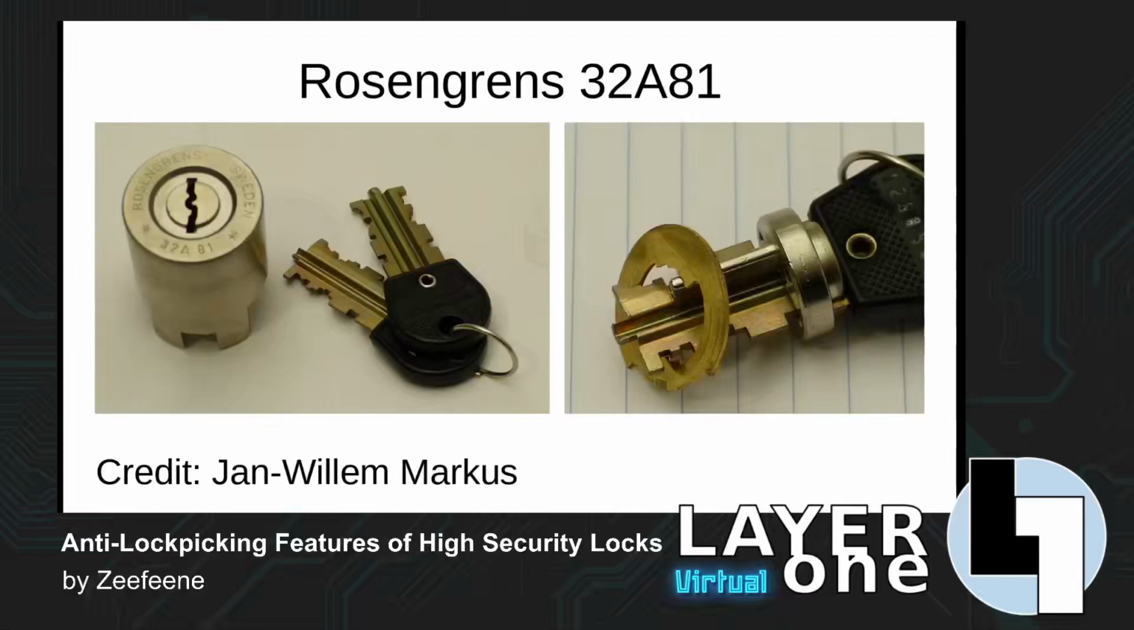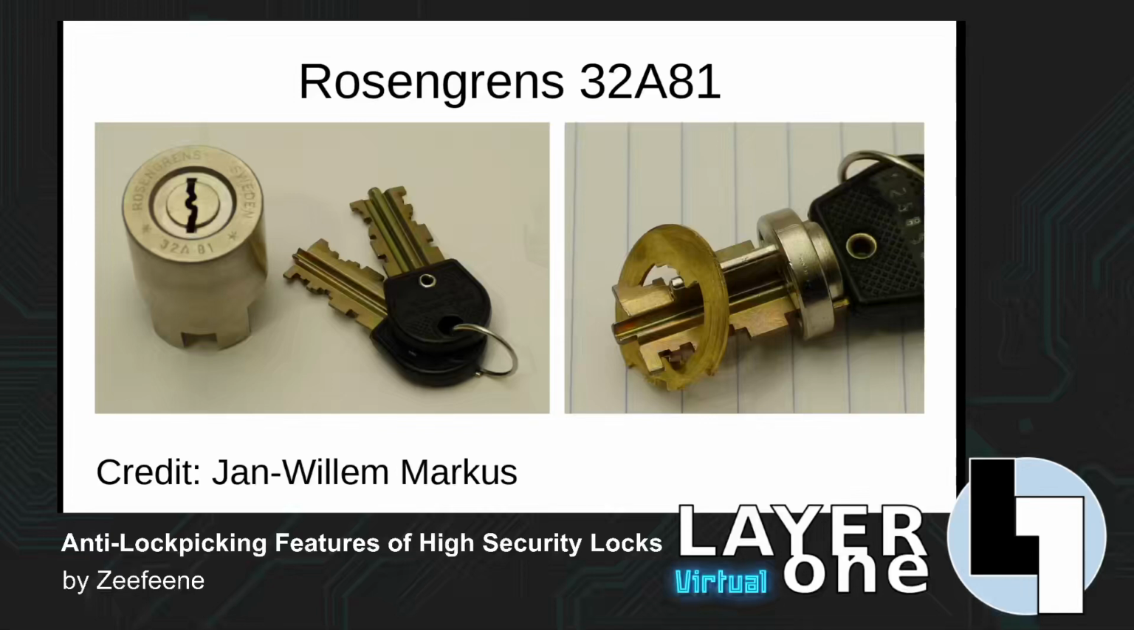Then we have the Rosengrens 32A81. This is a Swedish lock designed by the Swedish safe company Rosengrens, and it uses a curtain to protect the discs inside. The way this mechanism works is it has a large number of discs inside that need to be rotated to the correct degree, and if that is done correctly, then the gates cut into them all align to make one nice long slot, and there is a bar that can drop in, what is called a sidebar mechanism, in order to allow the lock to open.